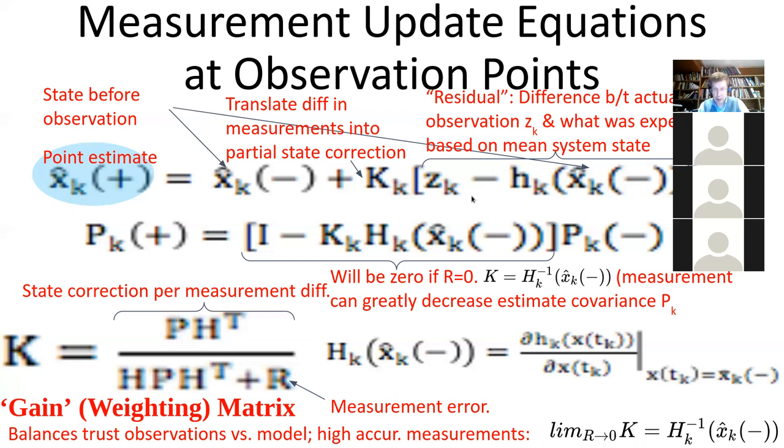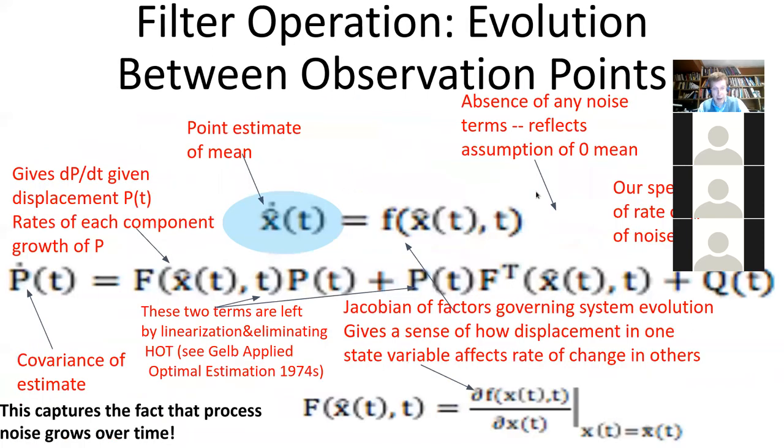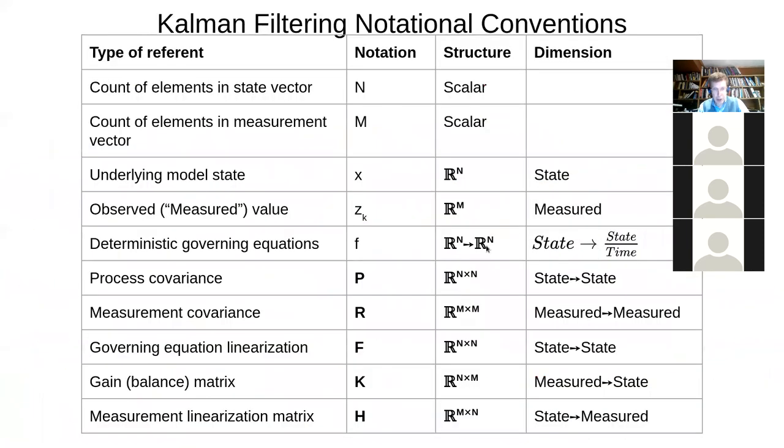That's what this is. H sub K, it was missing from here, but it basically maps from state into measurement. And it says, what measurement do we expect for some state?